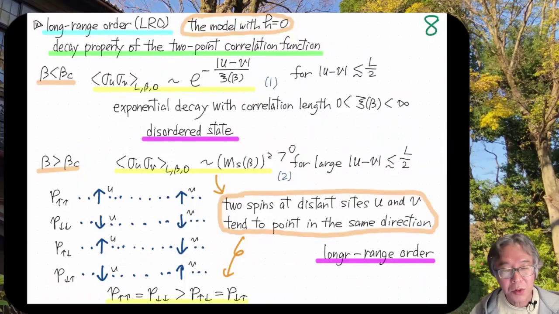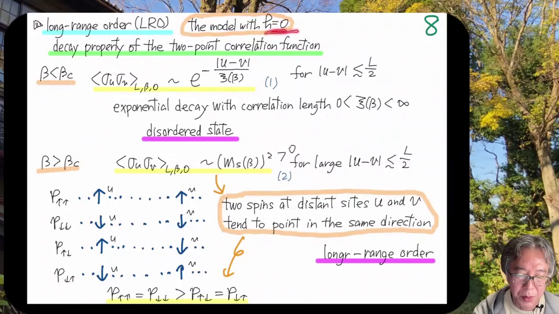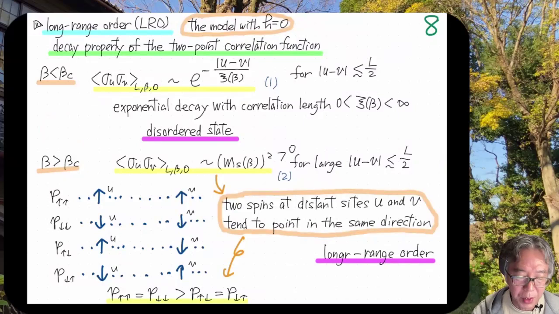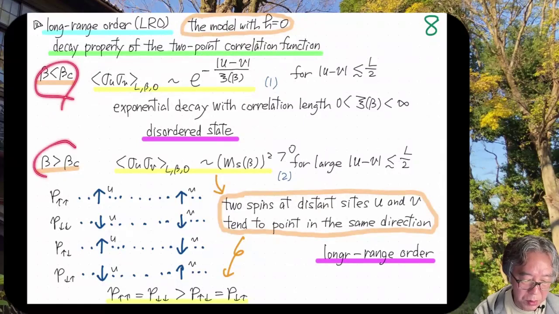Okay, the next question is, can't we characterize this ferromagnetic order in the case of h equals 0? As we have seen here, if h equals 0, this expectation value is 0 for any beta. So you cannot distinguish between low temperature and high temperature regions. But instead of considering this simple expectation value, if you consider this kind of expectation value of 2-point, this is called the 2-point correlation function, the expectation value of the product of two spin variables, then you can distinguish between the high temperature and the low temperature region.